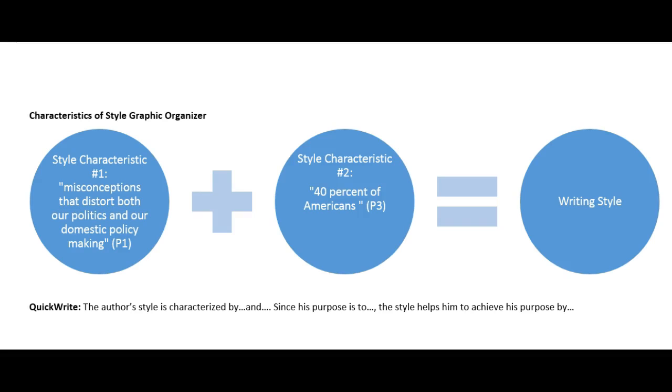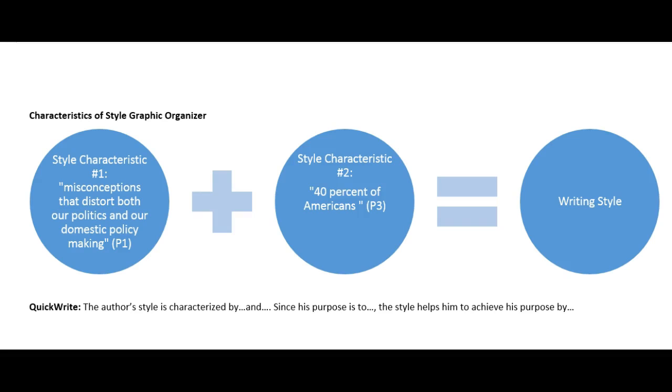So when you're looking at contractions and shorter sentences, you're probably looking at a less formal writing style, versus sophisticated syntax and more mature diction. You're probably looking at a more formal style.